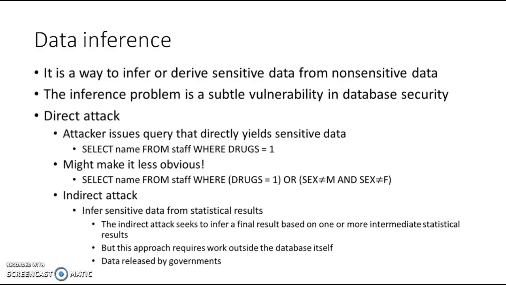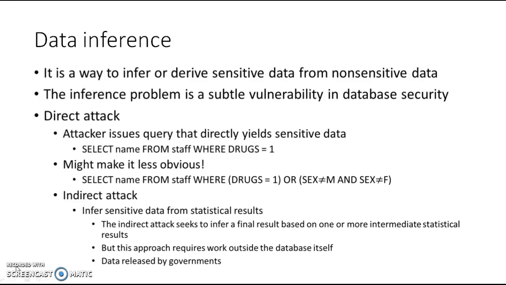Data inference. What does data inference mean? It is a way to infer or derive sensitive data from non-sensitive data. For example, sometimes you take some obvious, normal data from some databases, from some airline office or some ministry, some reports like need reports in Saudi Arabia. You can take non-sensitive data, but from the non-sensitive data you can infer the sensitive information exactly. The inference problem is a subtle vulnerability in database security.